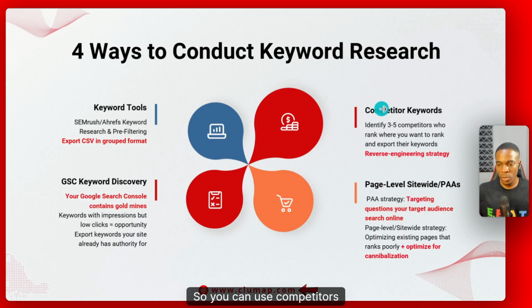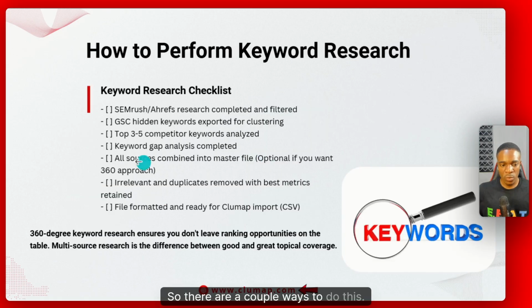You can use competitors' domains to extract keywords from their ranking keywords, right? You can use subfolders or pages on a particular website. It could be your own website as well for keyword research. You can extract PAAs from Google search results and use them for keyword research, or use autocomplete, right? So there are a couple of ways to do this.